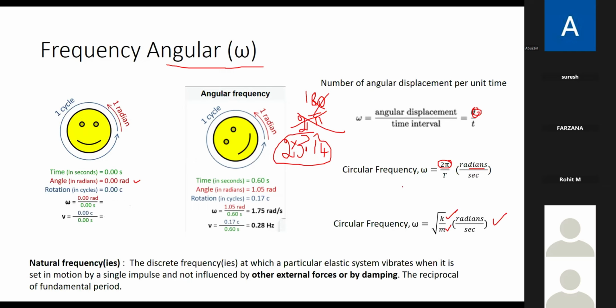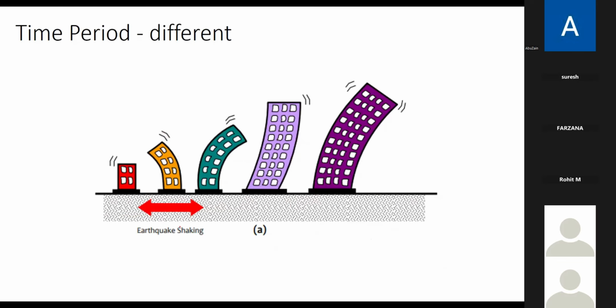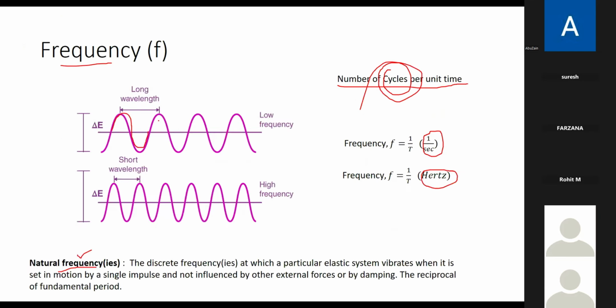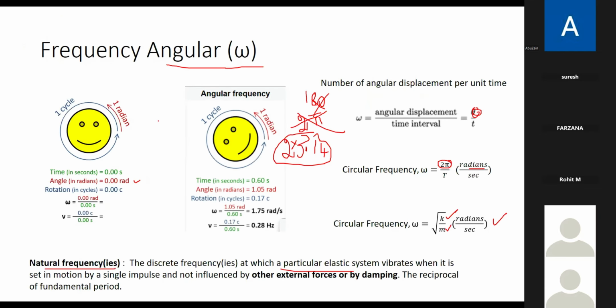This is all angular frequency. Natural frequency, again, I will push this to the last slide. We'll come back there from there to here. So these parameters are very important in dynamics. I'll come back again. Amplitude is okay. Time period, frequency, angular frequency, natural frequency. We'll see that later.